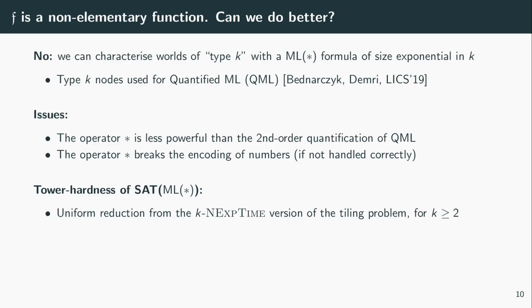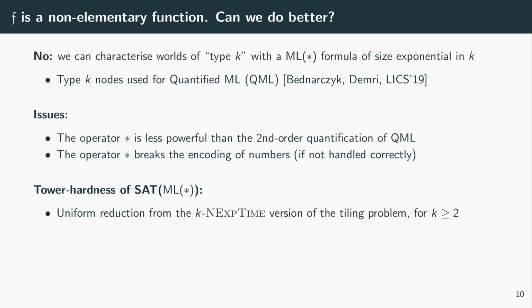We can characterize nodes of type k. And afterwards, once you have that formula that characterizes nodes of type k, it's easy to extend it a little bit so that a single node will now have a pair of numbers. Then from pairs of numbers, we will be able to encode a grid. And from this grid, we will be able to have a uniform reduction from the k-next-time version of the tiling problem for every k greater or equal than 2, where the formula will just be exponential in k. And this will lead to the Tower hardness of the satisfiability problem of modal logic star.